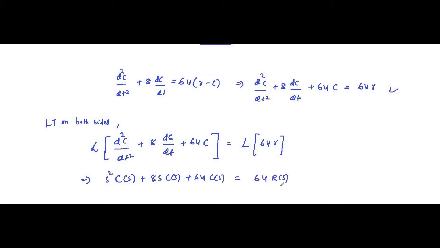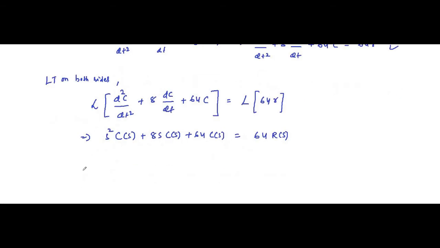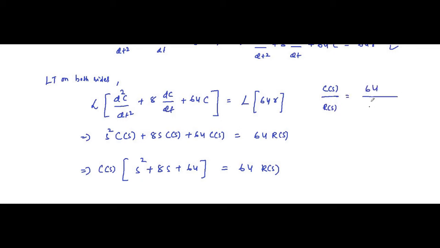Okay, so here we'll take C(S) common, so this becomes S square plus 8S plus 64, and this is 64 R(S). Now we'll bring it into C(S) by R(S) format. So C(S) by R(S), which is the closed loop transfer function, is equal to 64 by S square plus 8S plus 64. This is the format that we want.